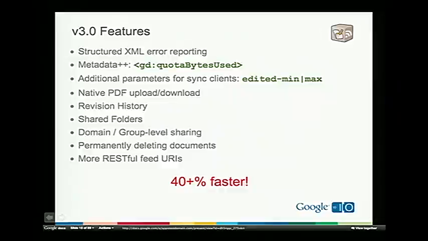So 3.0, this was in September. Some of the headline features here is additional support for people writing sync clients. And when Matt's up here, he'll tell you all about that. The ability to upload and download PDFs, and so those are some of the features, including shared folders. And in terms of bug fixes and rounding out the corners, you used to just be able to move a document to the trash in the API. You couldn't actually get it out of the trash can and away for good. So we added permanently deleting documents. And then, nicest feature there, speed, 40% faster. So we're very proud of that.